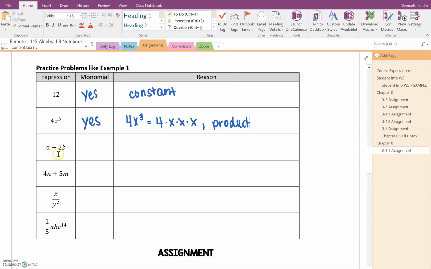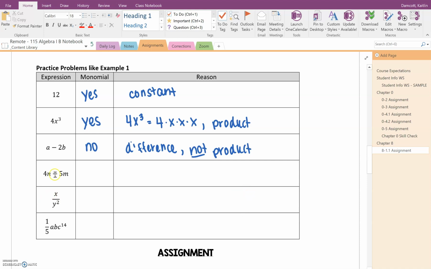Taking a look at this next example, we've got minus 2b. For this one, again, ask yourself, is it a number, is it a variable, or is it a product of a number and variables? And this one is not. This one is subtraction. So I'm going to say no, and our reason being is that this is a difference, meaning you are subtracting. It is not a product.